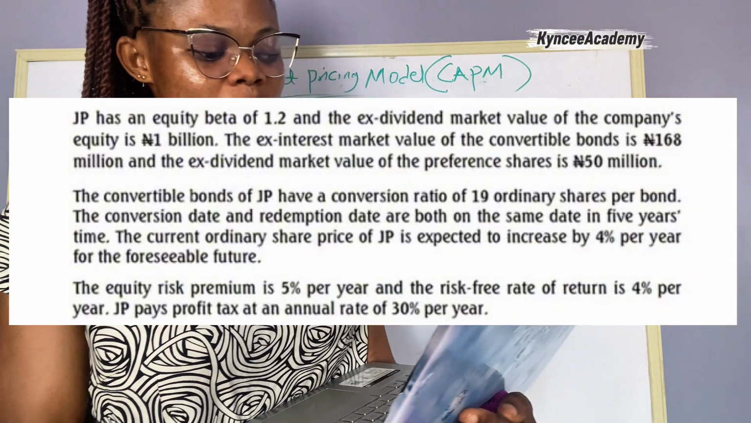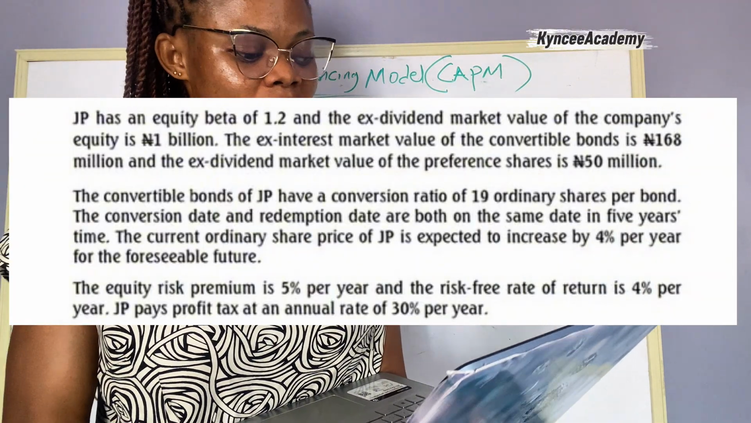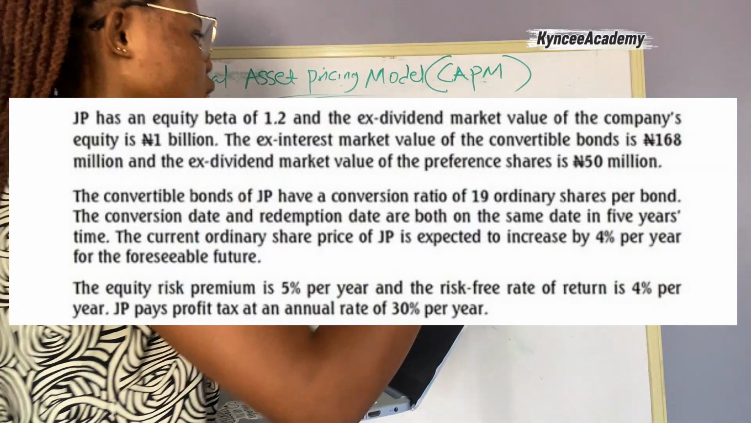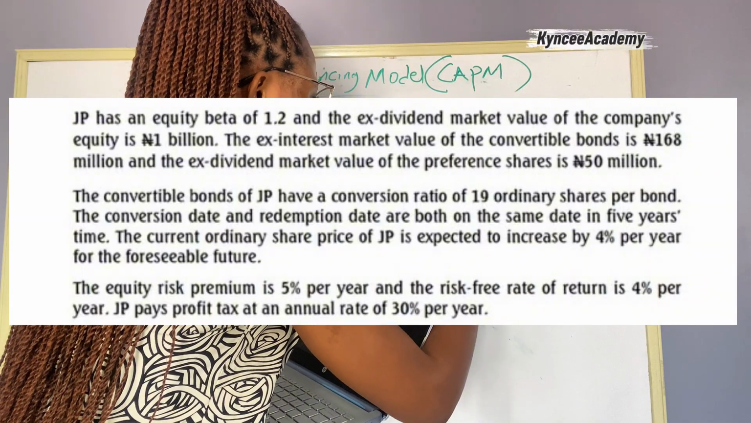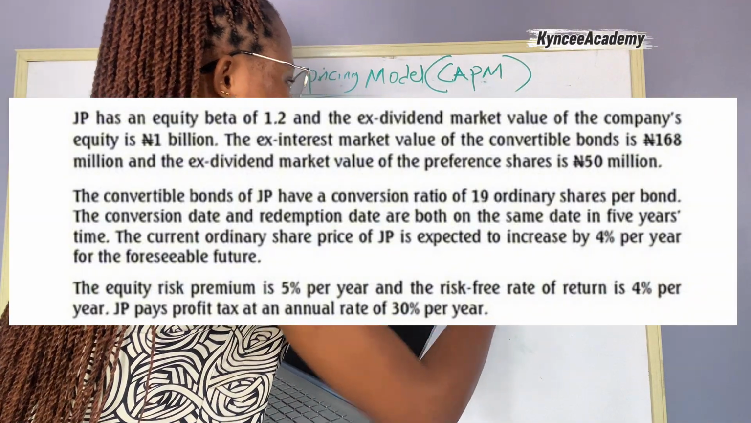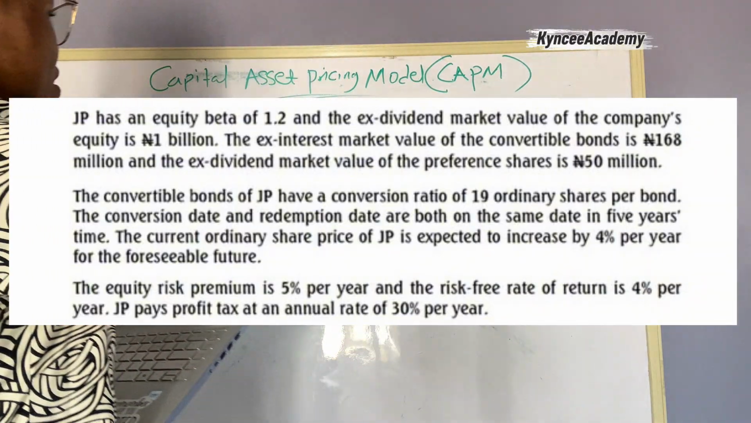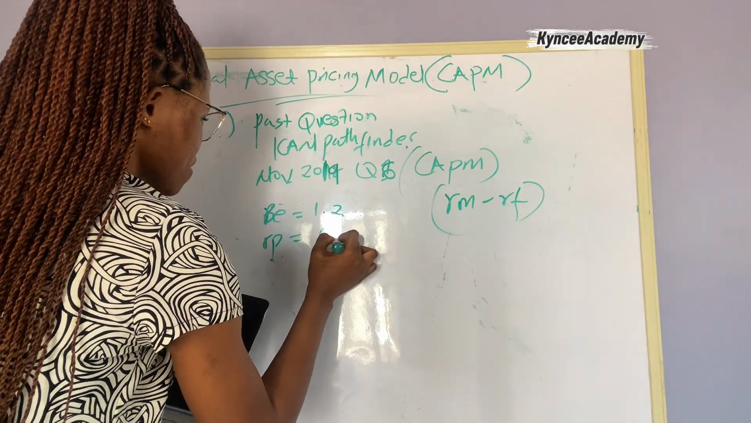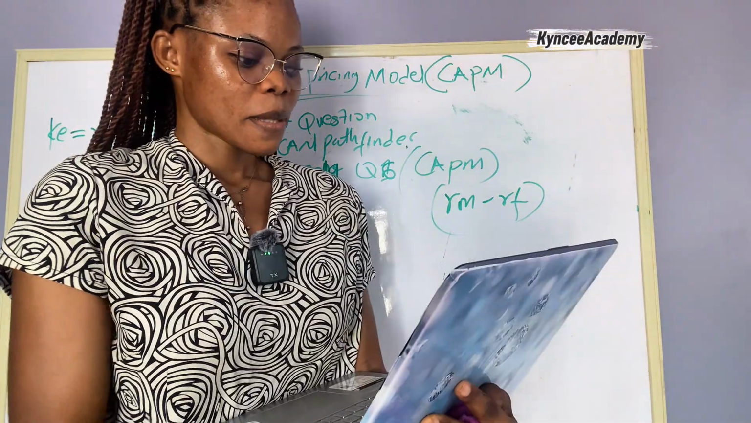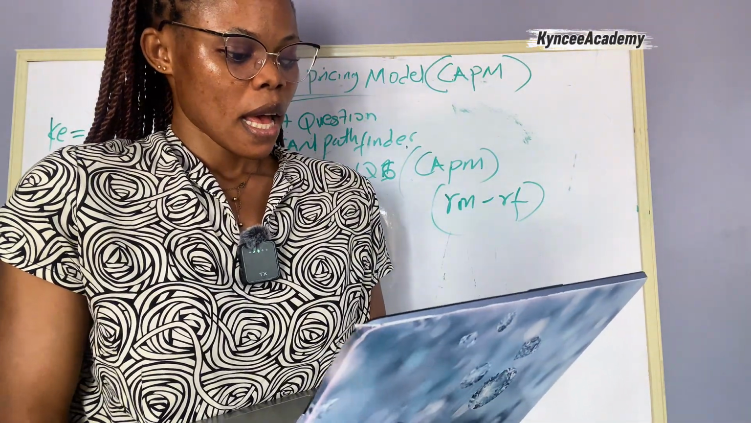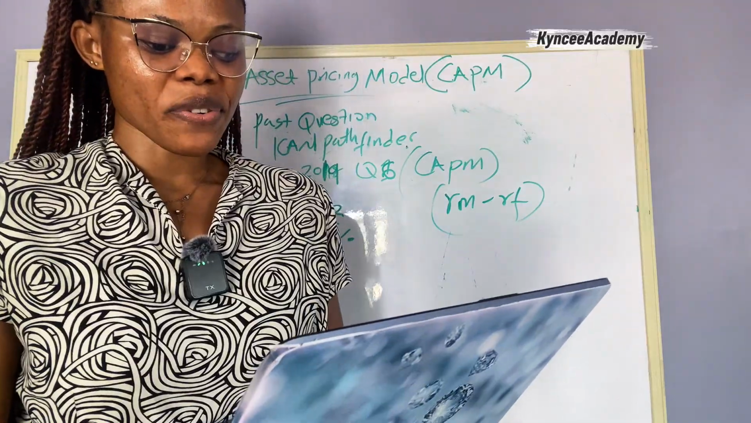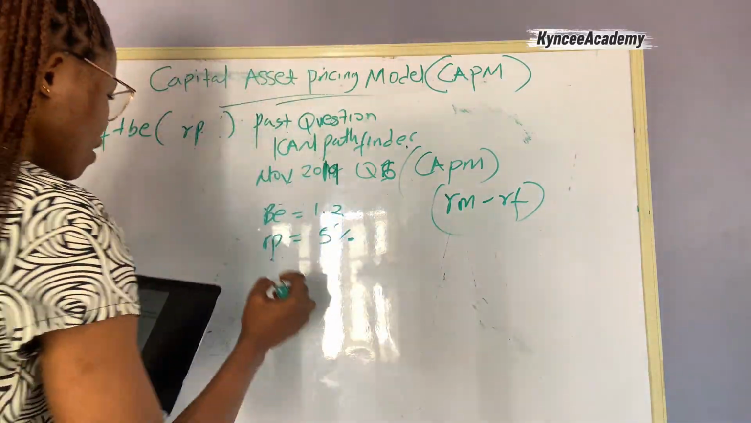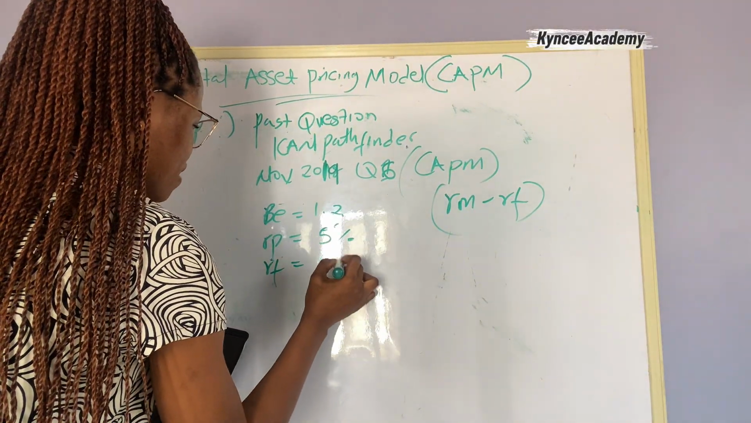So the equity risk premium is 5%, which means they've already, from market return, subtracted the risk-free rate. You understand? So which now gives us this risk premium. So RP is equal to 5%, and the risk-free rate of return is 4% per year. Then risk-free is equal to 4% per year.